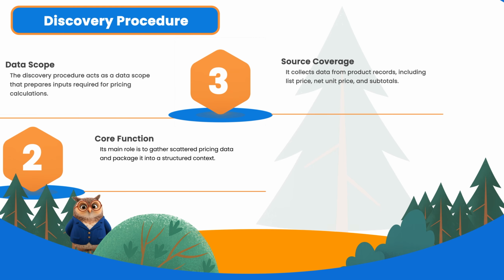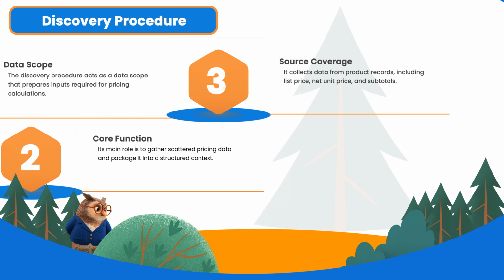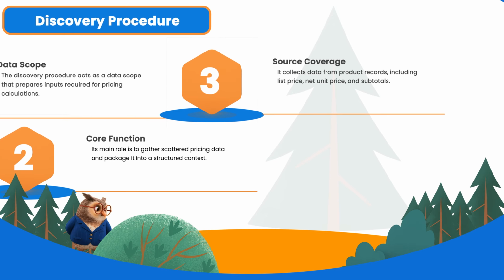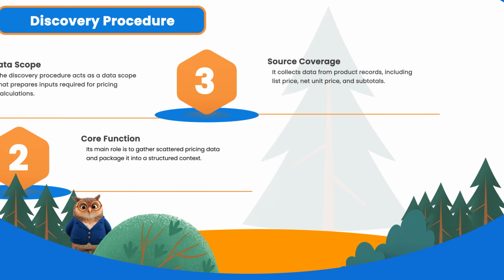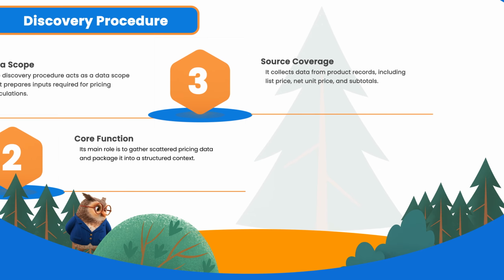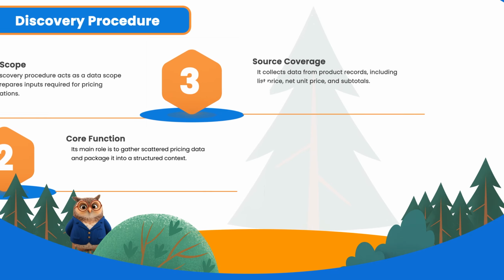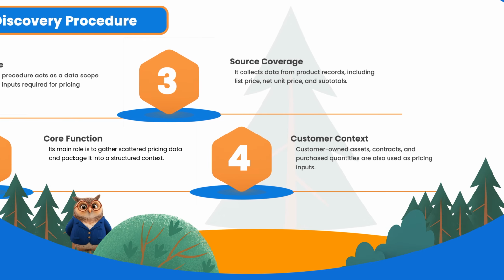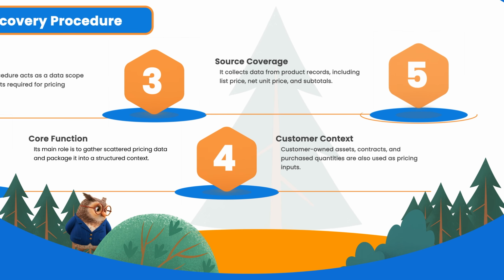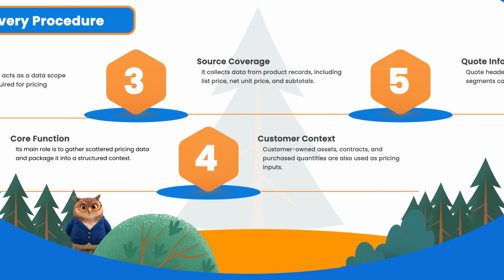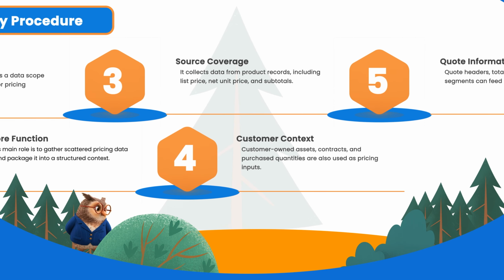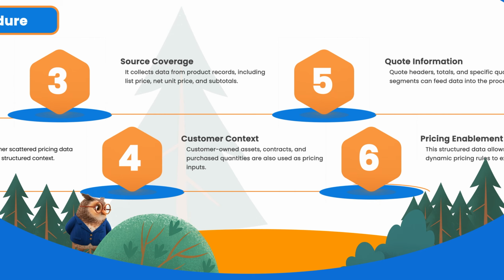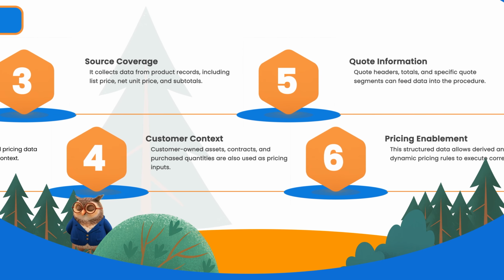So where does the discovery procedure fetch the data from? It can collect the data from multiple places. One is the product records: the list price, the net unit price, the subtotal can be fetched from the product records. Another option can be customer assets, what the customer already owns, contract terms, or the quantities they purchase. Also the quote header can be an option, the totals or specific segments of the current quote. Okay, so these are some points from where the pricing procedure can fetch the data.